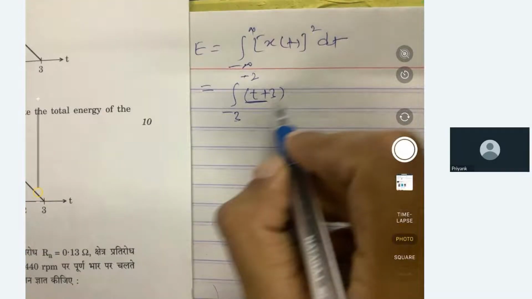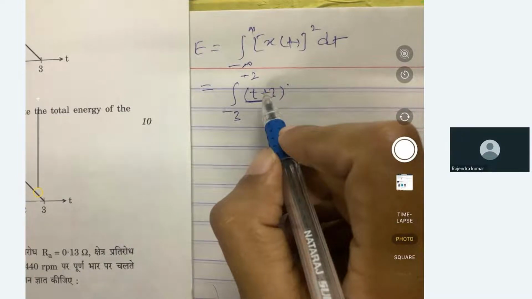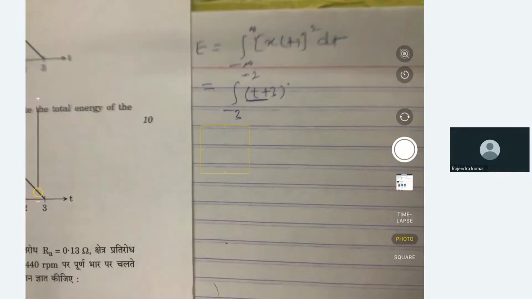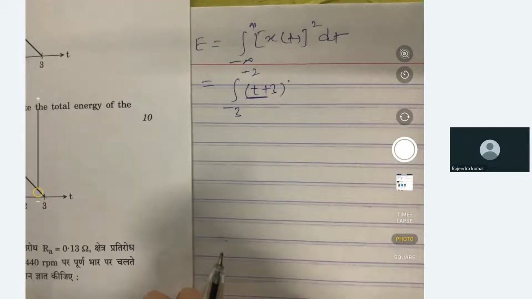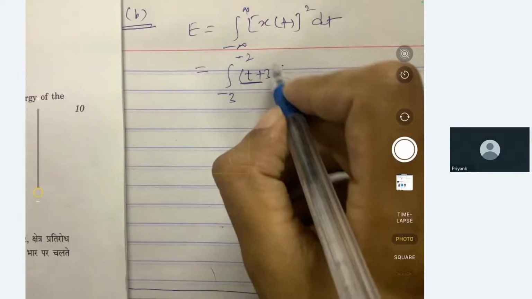Priyank, can't we do this problem like this? It is an even function, x(t) equal to x(minus t). So can't we directly do two times the integral from 0 to infinity of x(t) squared dt? Yes, we can do that. You are right, we can just take it from zero.